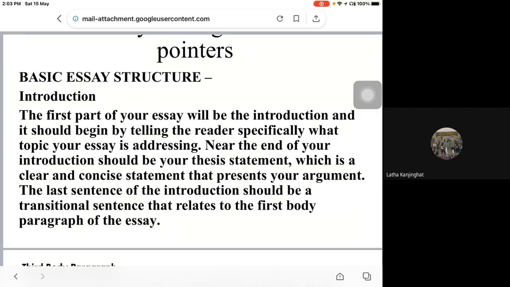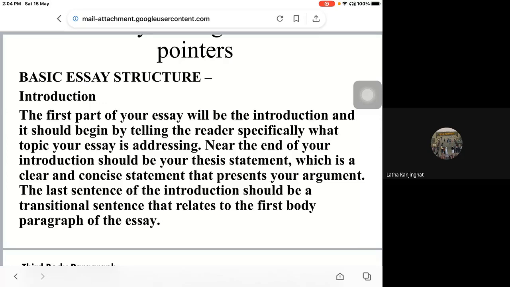So, regarding your essays, you know that in this assignment you have to write five essays. And I thought I will give you some pointers on how to write an essay, okay? Although we have been writing essays right from our early grades itself, this is just to give you a kind of roundup on the best way to approach an essay.